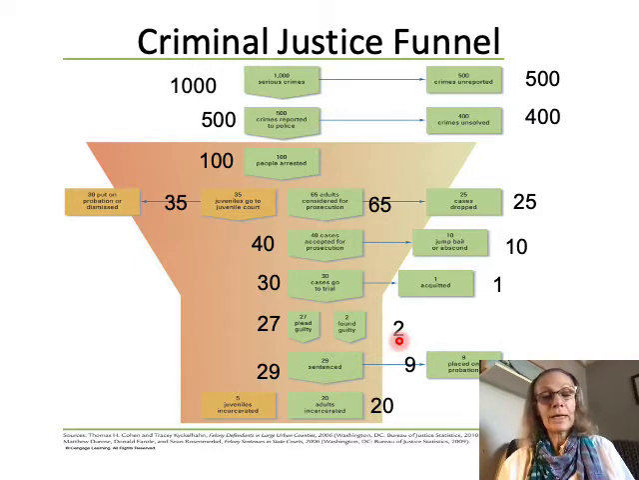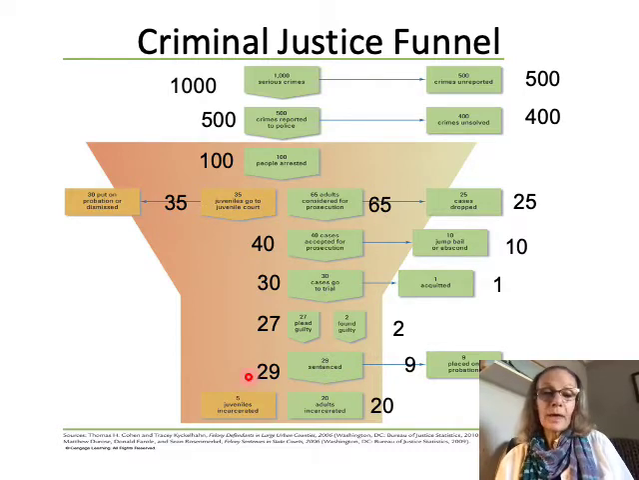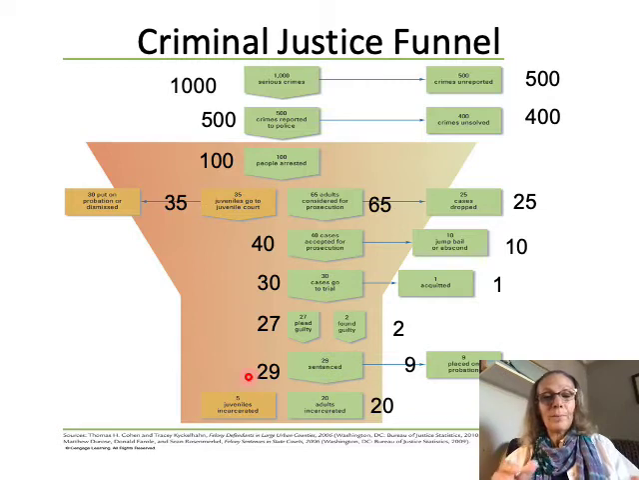One-third is acquitted. And then of those who are found guilty or plead guilty, 29 of them, 20 end up in some sort of secure confinement, and the other 9 are on probation. So the funnel, we start big and we end up very small.